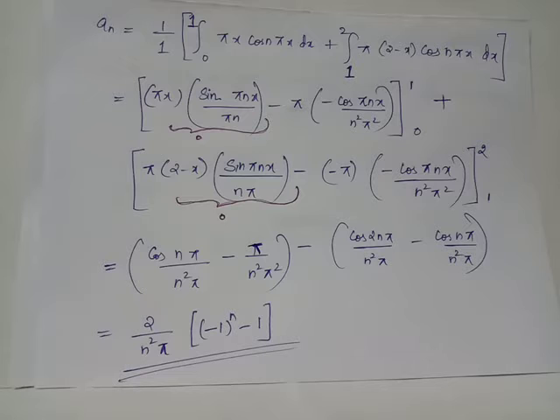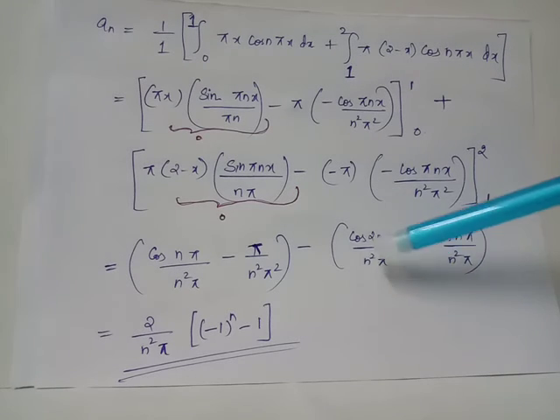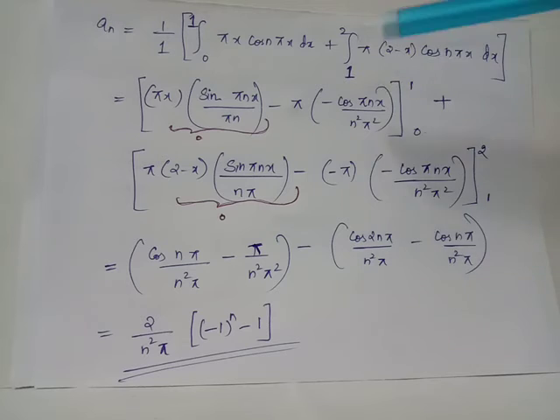Similarly, when you give x equals 2 here, we will get minus cos 2n pi divided by n square pi, where cos 2n pi equals 1. When you give x equals 1, this term becomes plus cos n pi divided by n square pi. Since we have cos 2n pi equals 1, this term becomes minus of 1 by n square pi. This term is already minus 1 by n square pi. Thus we have these two terms when added will give you minus 2 by n square pi.